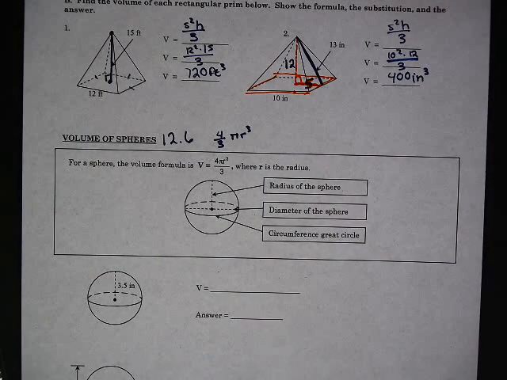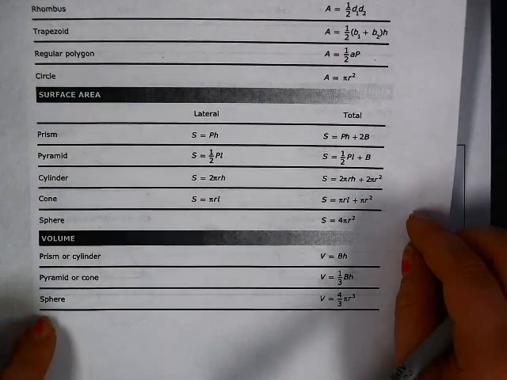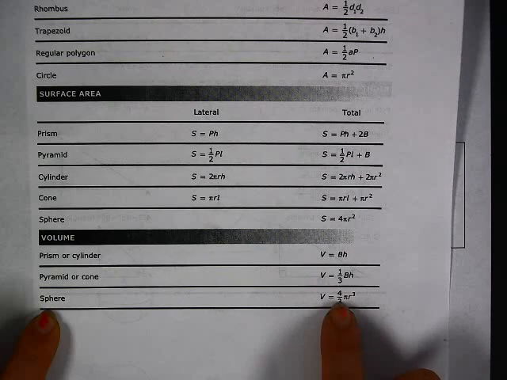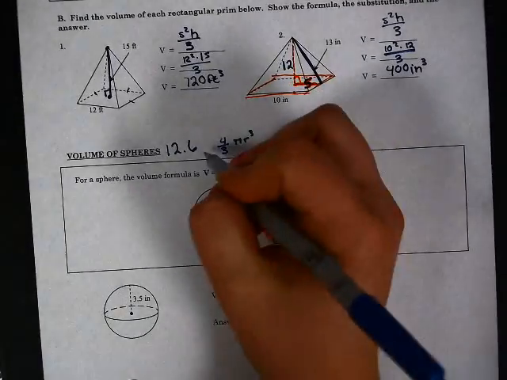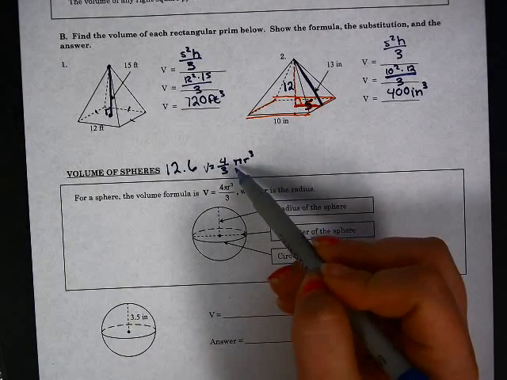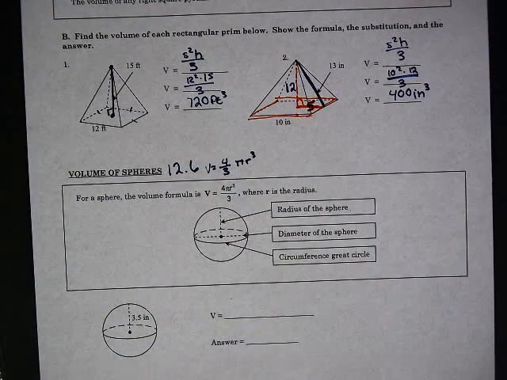Okay, and on our EOC chart, the volume of a sphere is our last volume, and it's right here, and it is written as 4/3 pi r cubed. Okay, so it's just a matter of notation. It's the same thing. You can write it either way. You can write it this way or this way.